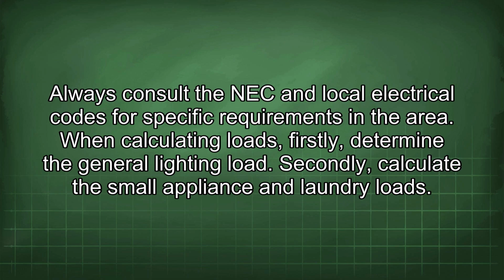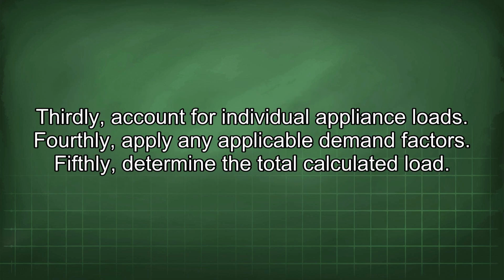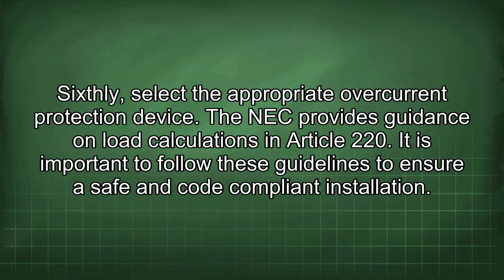When calculating loads, firstly, determine the general lighting load. Secondly, calculate the small appliance and laundry loads. Thirdly, account for individual appliance loads. Fourthly, apply any applicable demand factors. Fifthly, determine the total calculated load. Sixthly, select the appropriate overcurrent protection device. The NEC provides guidance on load calculations in Article 220. It is important to follow these guidelines to ensure a safe and code-compliant installation.